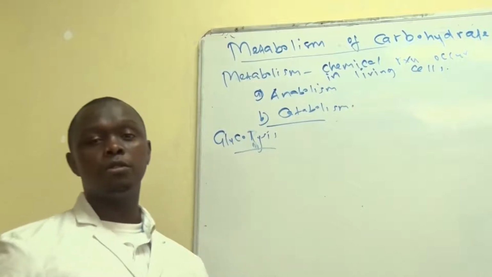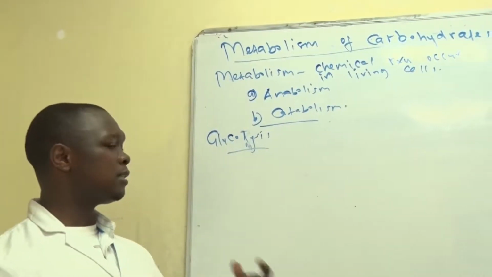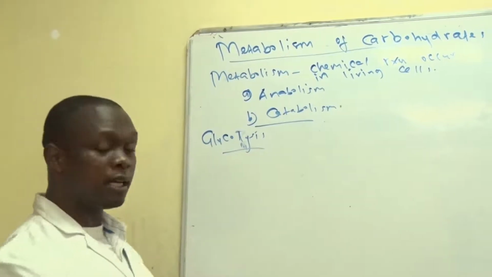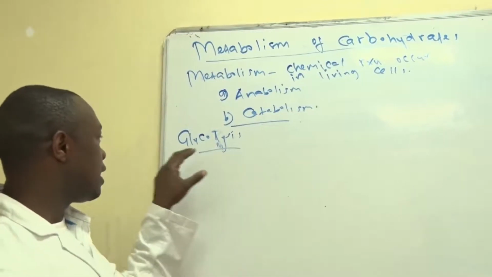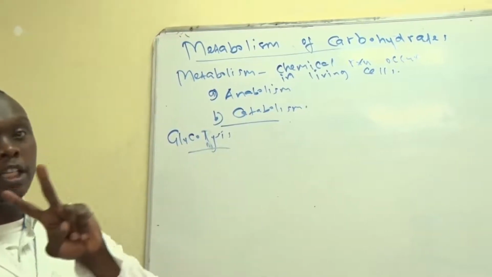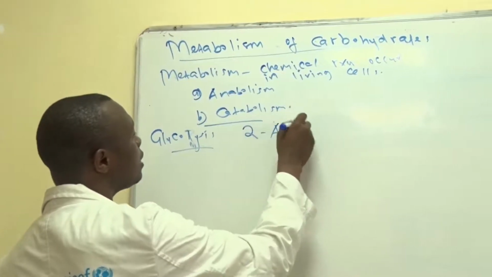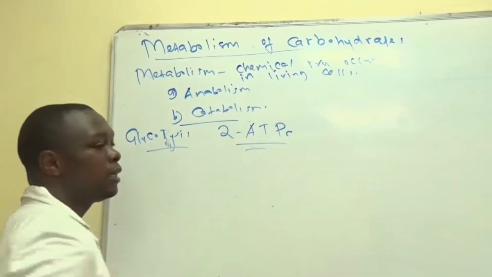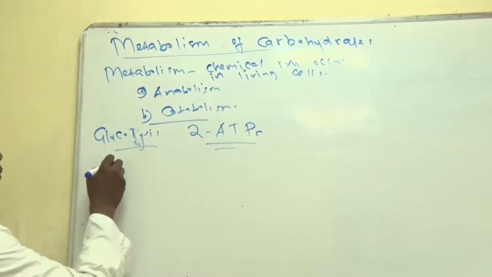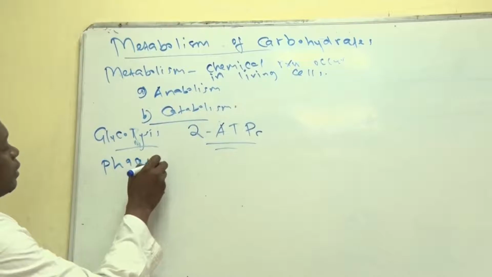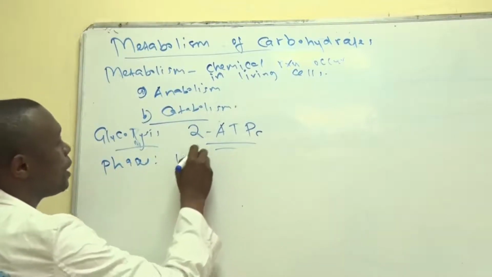Now for us, we want to see how this energy is formed. A single living cell requires about 8 ATPs to function normally. Glycolysis normally forms only 2 ATPs. Only 2 ATPs are formed in glycolysis. Glycolysis has two phases.